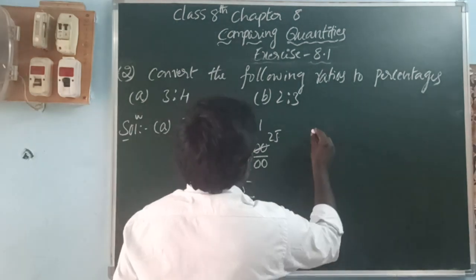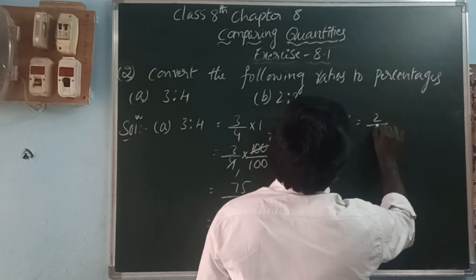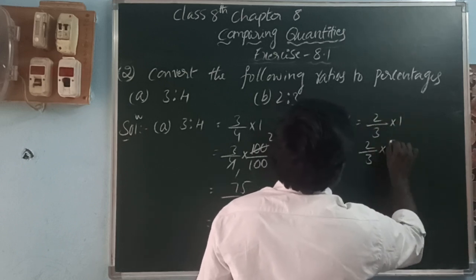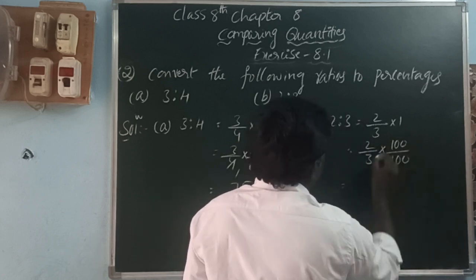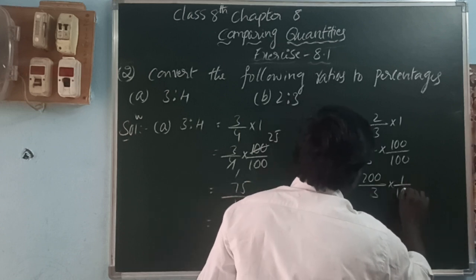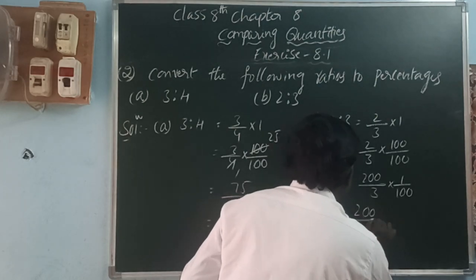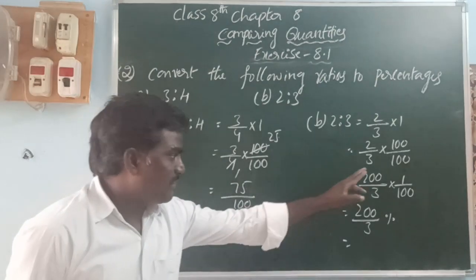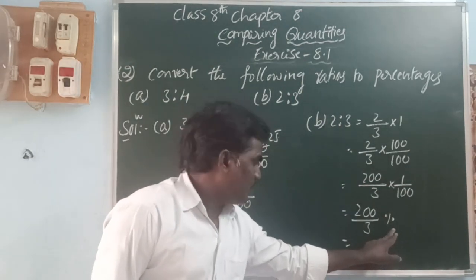Next, second one, 2 is to 3. We can write it as 2 by 3 into 1, so 2 by 3 into 100 by 100. Here 2 into 100 is 200 by 3, into 1 by 100. 1 by 100 means percentage. So in the place of 1 by 100, we can write percent.